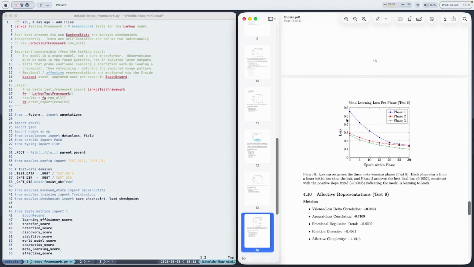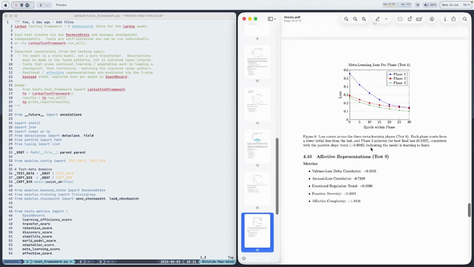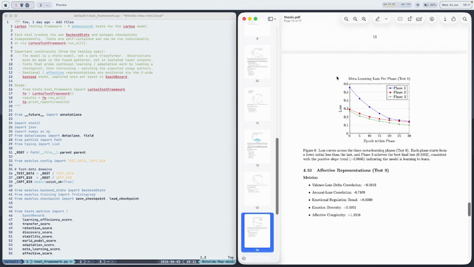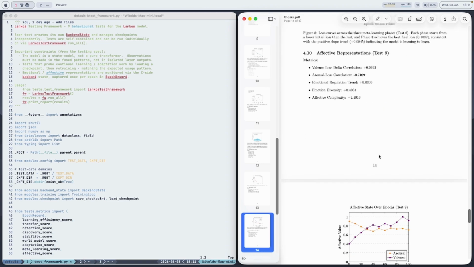And now the meta-learning test, another interesting test. We can see that the loss curves across the three meta-learning phases all start from a lower initial loss. Here we start above 0.5, here we start around 0.3, and here we start below 0.3. And they all decrease, as you can see, and this indicates that the model is in fact learning to learn. Not exactly by a high margin, but with scalability, this margin should increase.